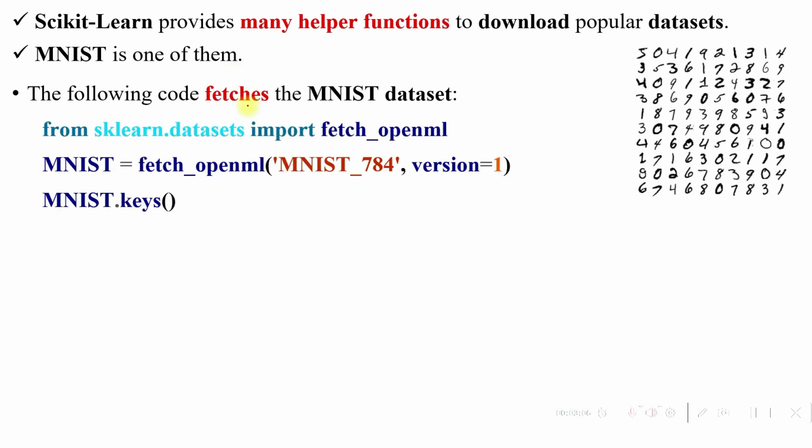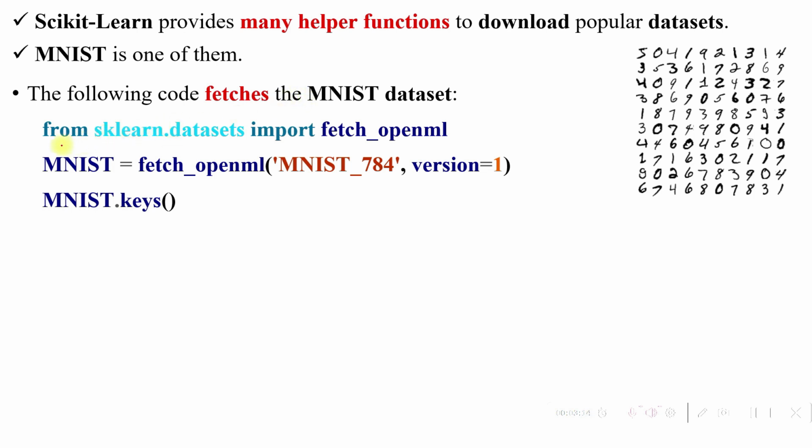Here scikit-learn provides many helper functions to download popular datasets. MNIST is one of the popular datasets. Scikit-learn automatically provides a procedure to download the MNIST dataset. The code shows how you are going to download it from scikit-learn.